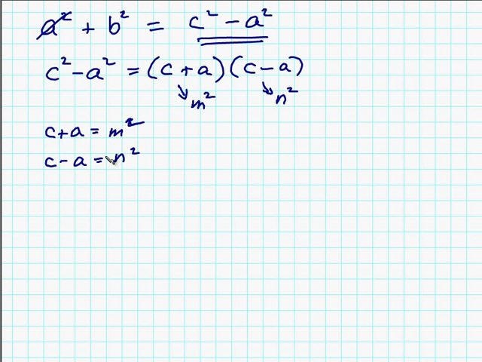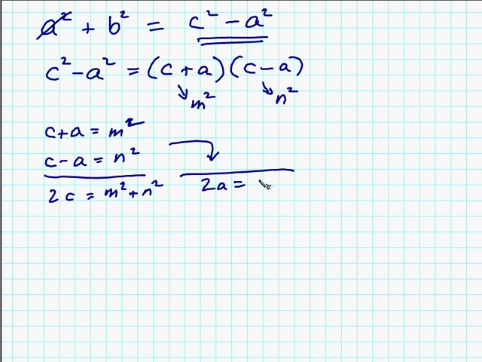Okay. Notice I have two equations and I can solve for both c and a. When you have two equations, you can solve for two unknowns, right? If I add the two equations together, a drops out because there's a plus a and a minus a. So I'll have 2c, and if I add these, I have m squared plus n squared. Or I could do something different. If I took these equations and subtract, c minus c, the c would drop out. A minus minus a is a plus a, which is 2a, and this minus this is m squared minus n squared.